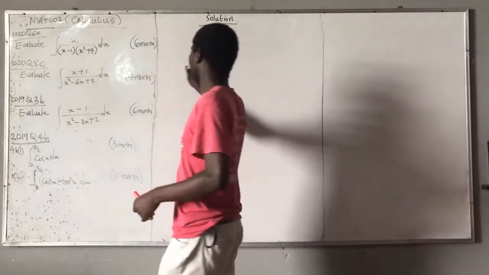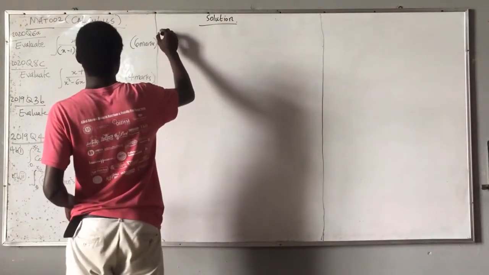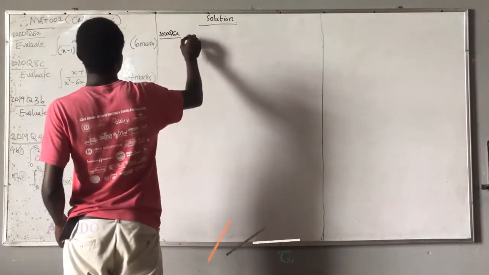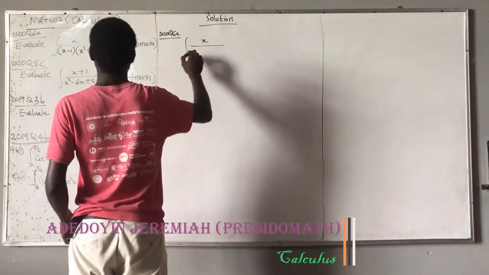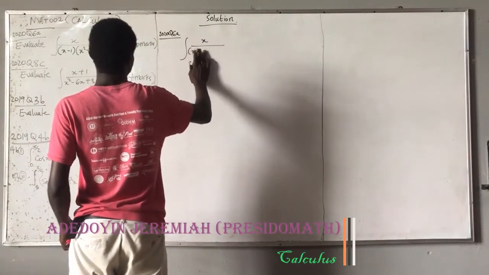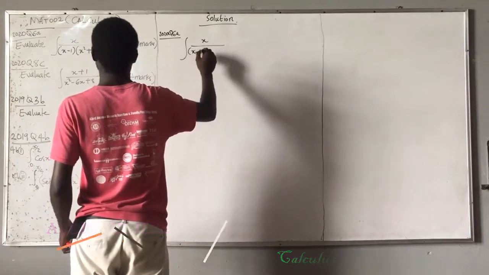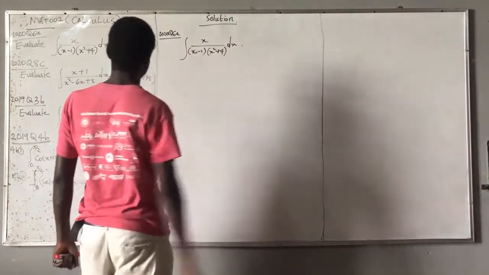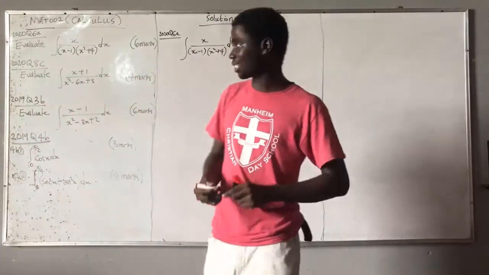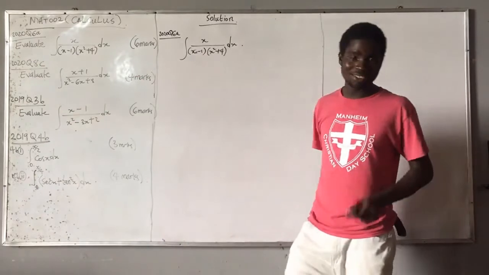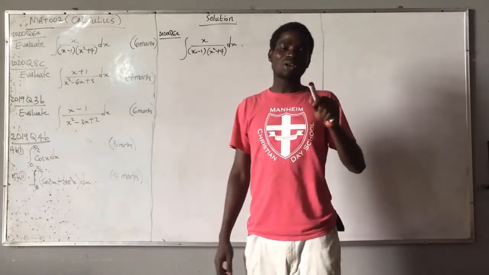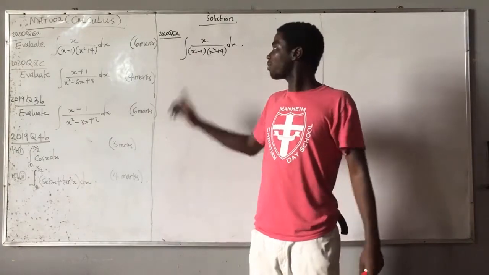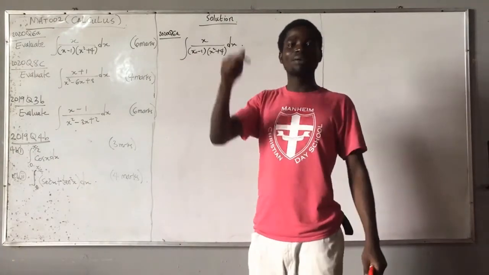The first one is evaluate this. This is 2020 question 6A. We want to integrate x over x minus 1 times x squared plus 4. Whenever you have something like this, especially when you have denominators like this, write it as a partial fraction. Resolve into a partial fraction first.